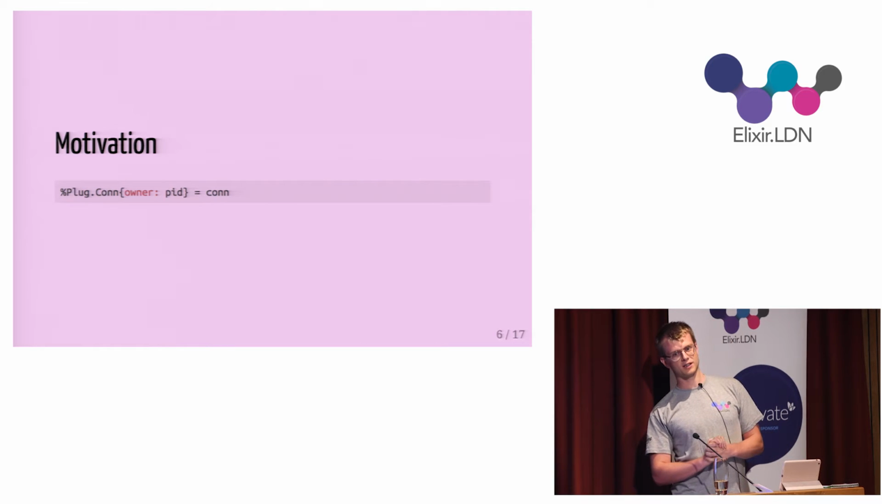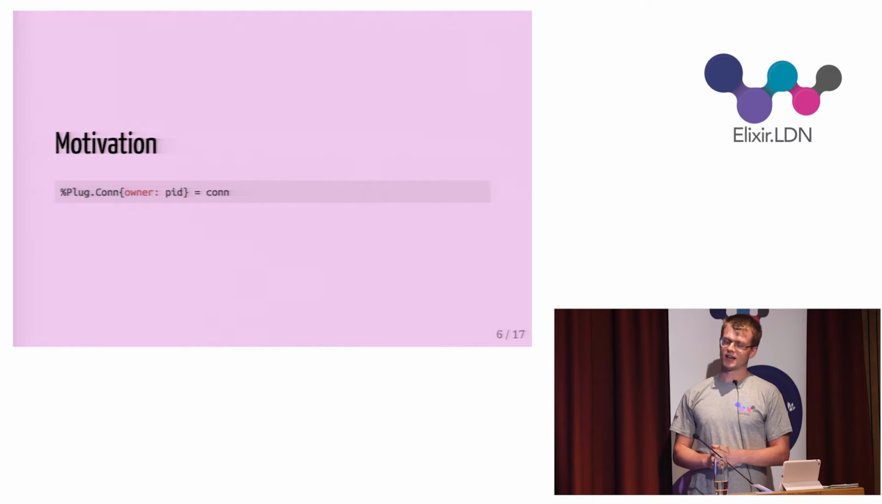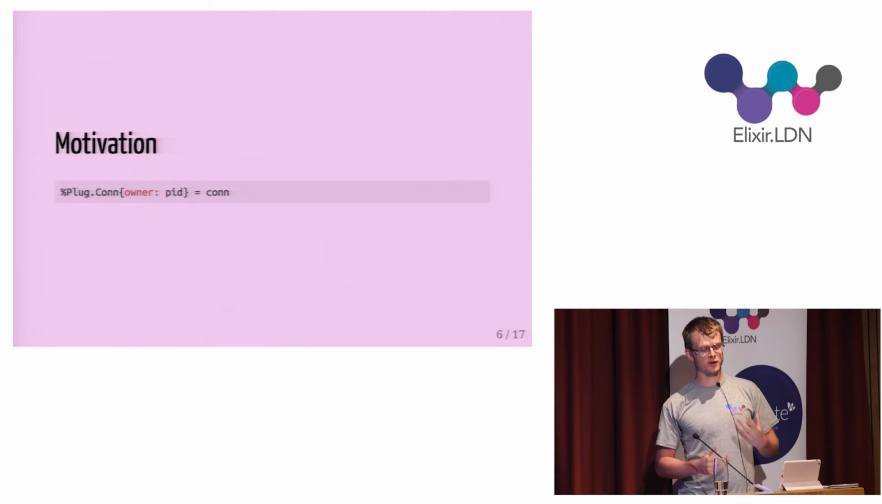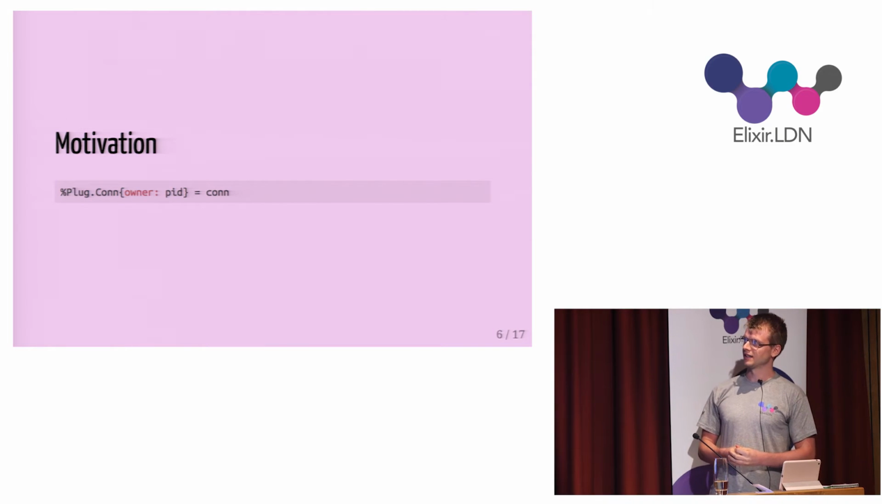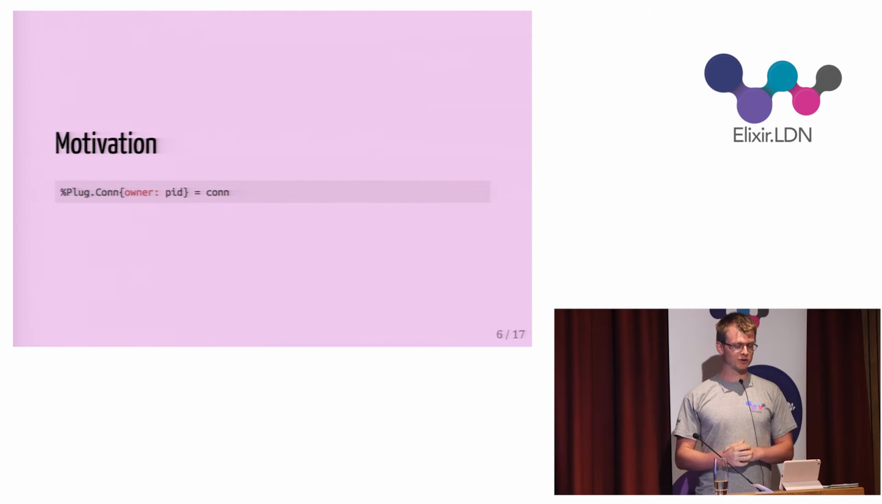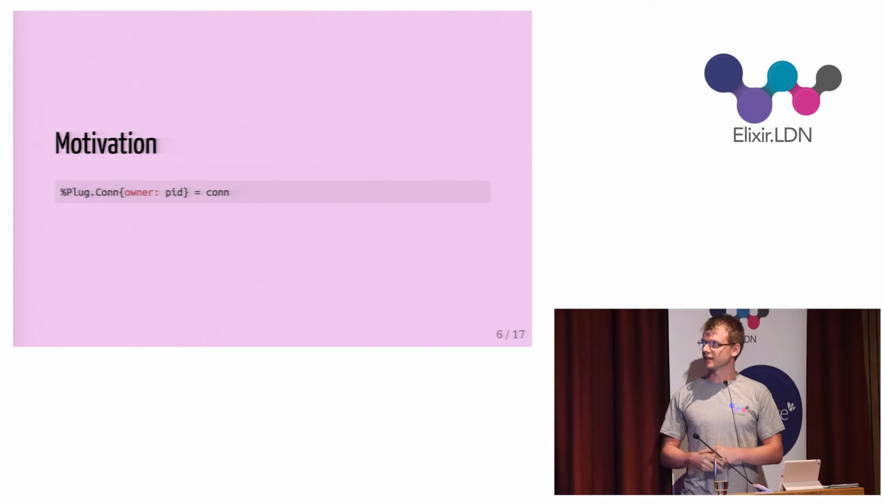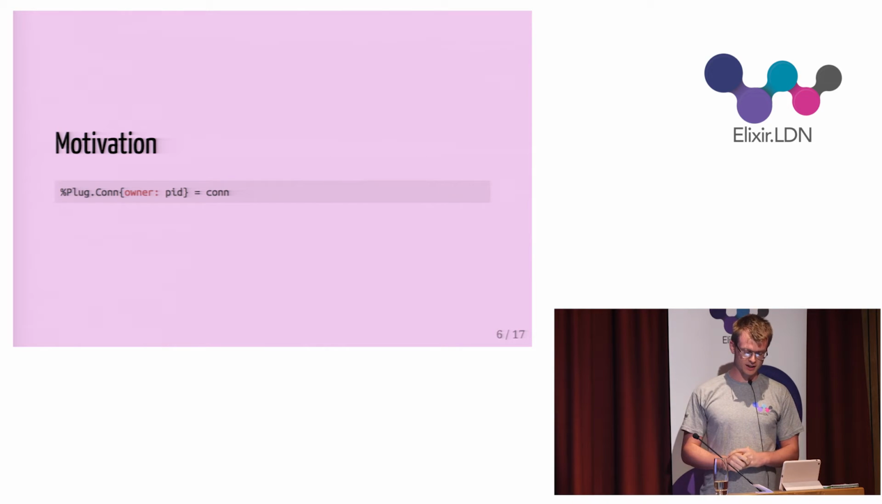To go a bit further, my motivation is, in fact, this line. The Plug Conn object has an owning PID associated with it, and it needs this to send chunked responses and a few other things. I saw this, and it allows for a lot of impure functions to be done. And I hear good things about purity and reducing side effects in functional languages. So I wanted to see if I could eliminate this calling out to the process that was running the TCP.